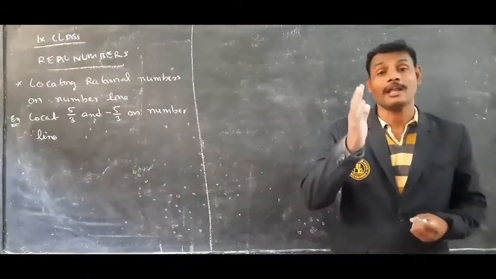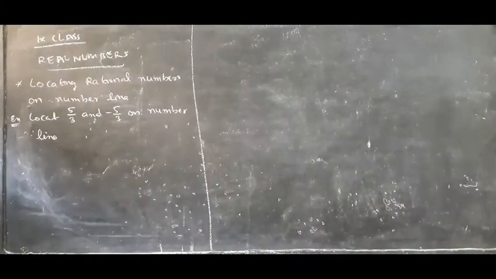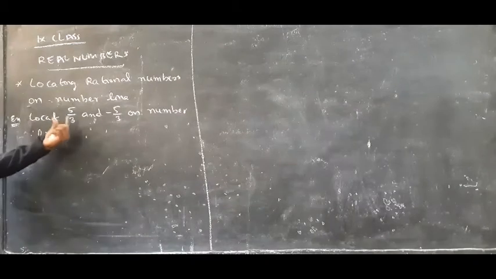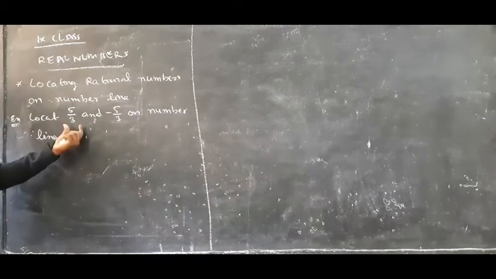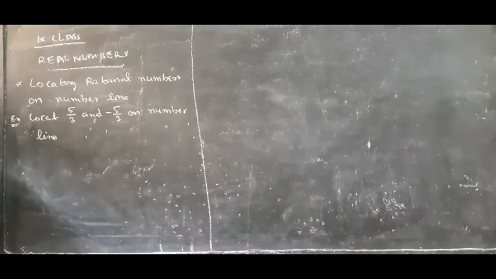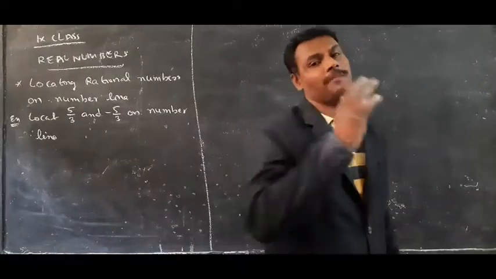Explain locating rational numbers on the number line. Locate 5 by 3 and minus 5 by 3 on the number line. Here 5 by 3 and minus 5 by 3 are both rational numbers. Why? Because both are in the form of p by q. So to locate rational numbers on the number line, you have to follow some steps.